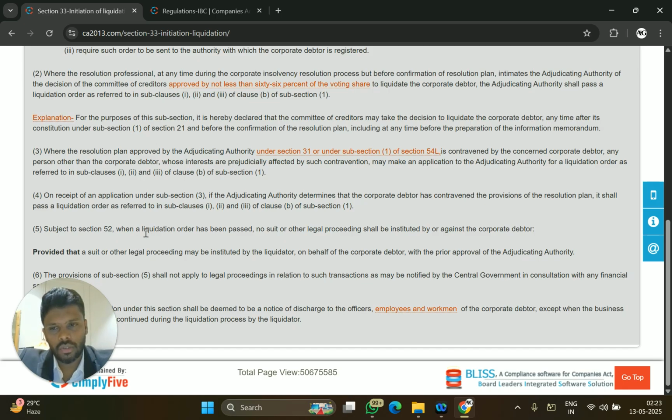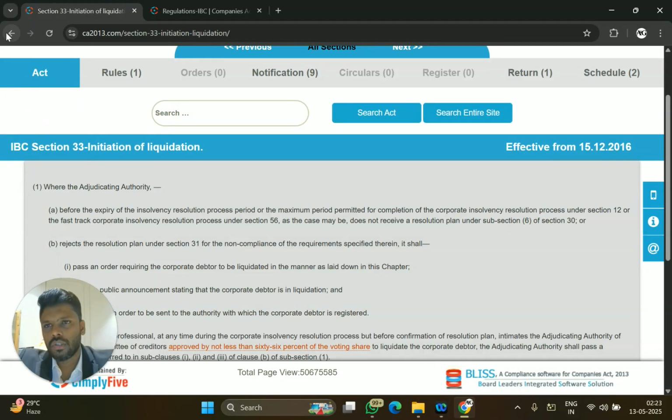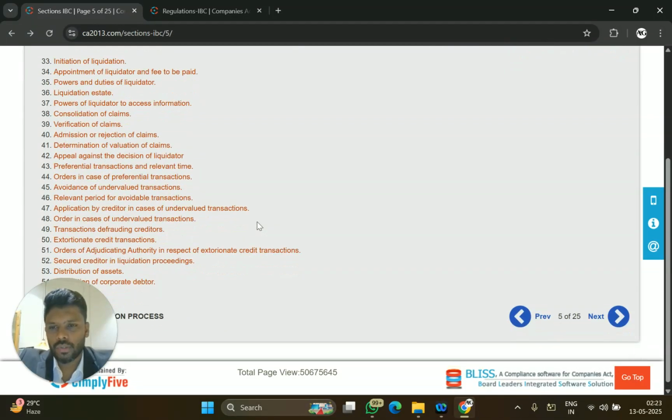Now, one small thing that I missed while telling you the process of CIRP is that while the resolution professional conducts the corporate insolvency resolution process and calls for the resolution plans, and the COC assesses the resolution plan, there is one important thing that the resolution professional has to do: he has to get the valuation of the company, the valuation of the assets of the company, done.